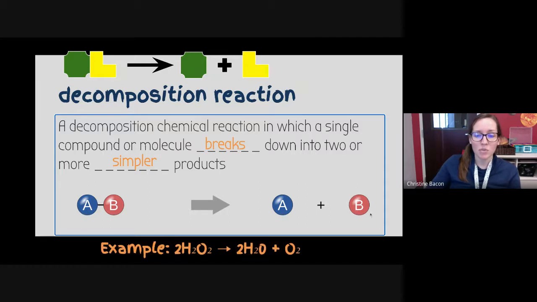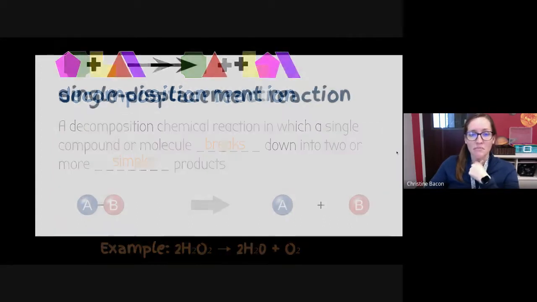An example of this would be hydrogen peroxide that breaks down into water and oxygen. So you have something complex that breaks down into two simple substances or simple products. And this could break down even further if you wanted to. Break down this water, it could break down into diatomic hydrogen, diatomic oxygen.